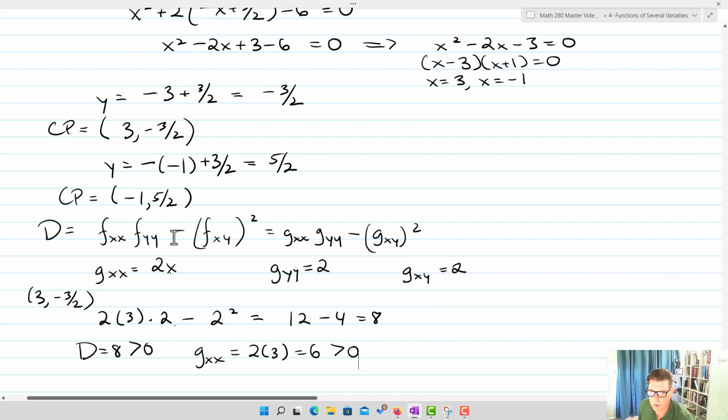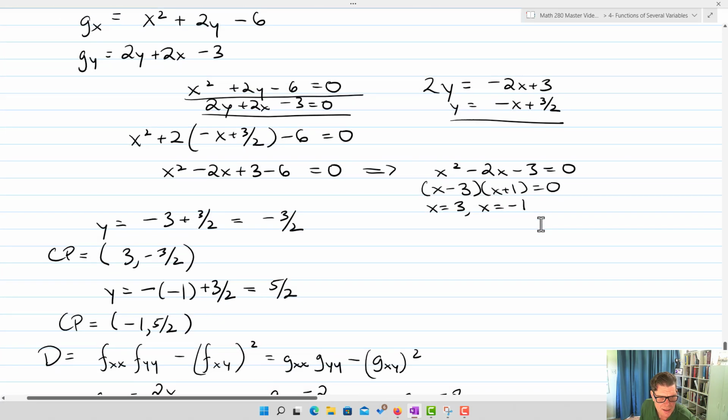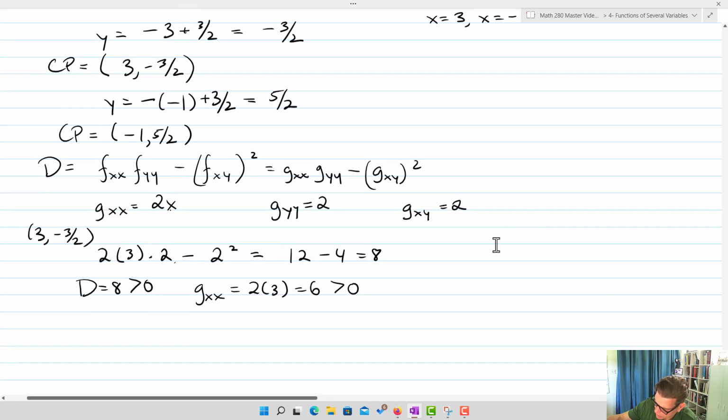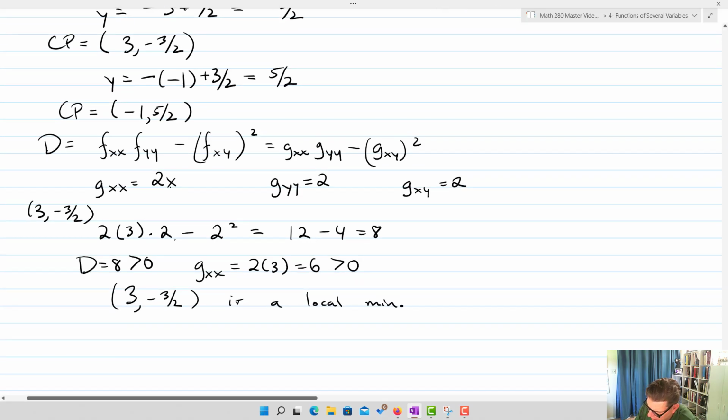Let's head back up to our rules. We've got D is greater than 0, and the second partial with respect to x is greater than 0. Then f has a local minimum at x naught, y naught. Okay, and that's the case. We have a local minimum at 3, negative 3 halves. So 3, negative 3 halves is a local min. And now let's go figure out negative 1, comma 5 halves.